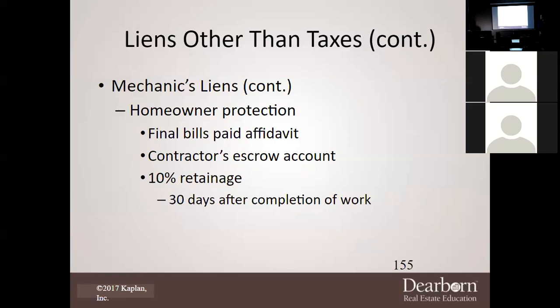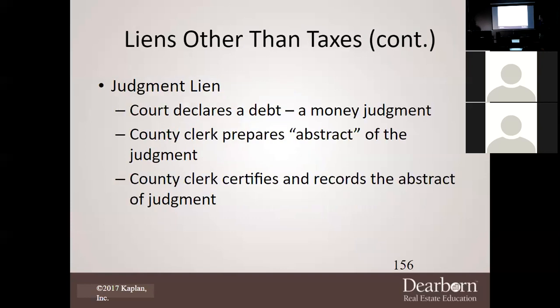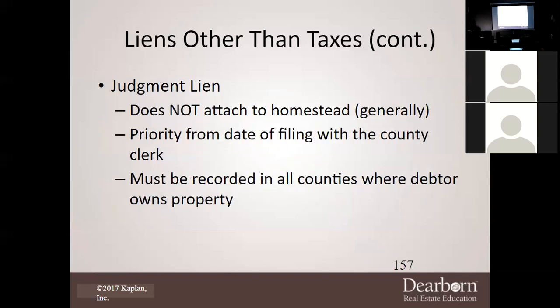Again, we talked about judgment lien. It's where a court declares a debt, which is most likely a money judgment. The county clerk prepares an abstract of the judgment, and the county clerk certifies and records that abstract of judgment. If you don't pay your credit cards, they can go get a judgment lien. Now, if you have a homestead, it's generally not going to attach. I'm not going to say all the time, just like with anything else I teach in here, never say all the time. Generally, it might.